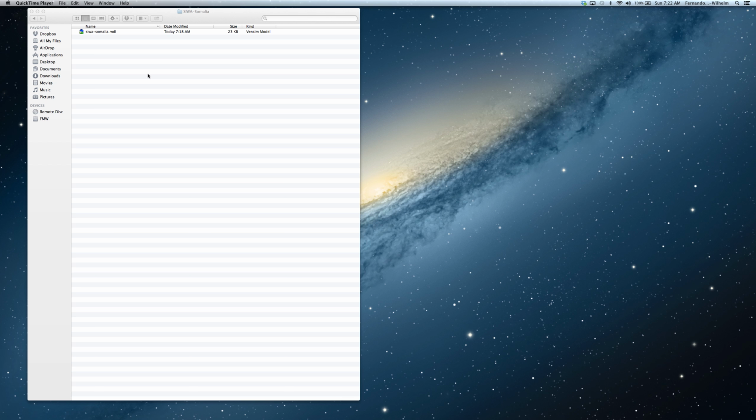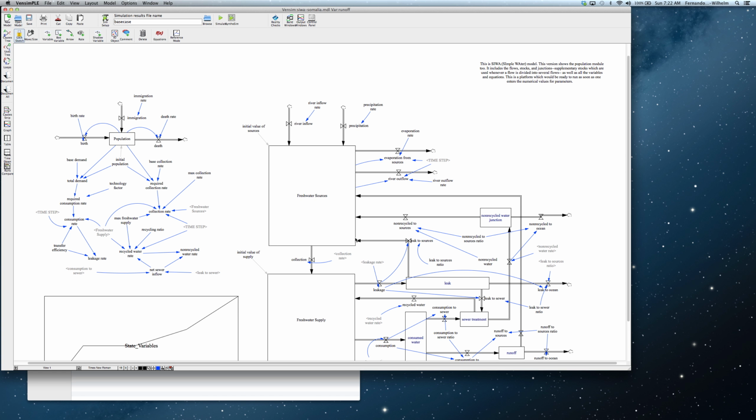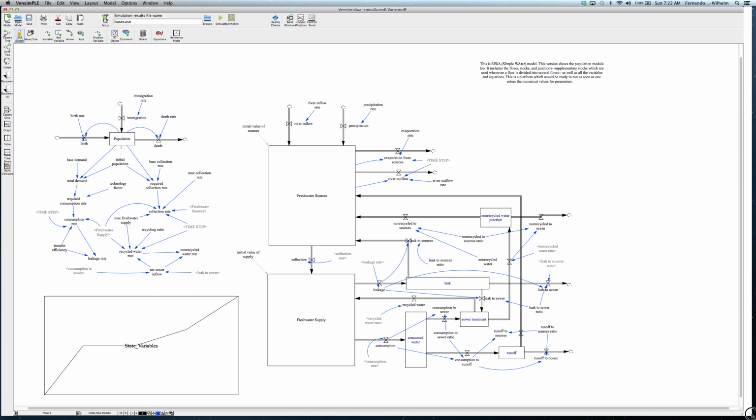of Somalia. I'm going to open the SIWA-Somalia model in VENSIM and walk through the paces. This is the same model that we looked at in the lecture. So here it is. This is the general structure of the model. I'm going to go first through the stocks and fluxes, and then the auxiliary variables.